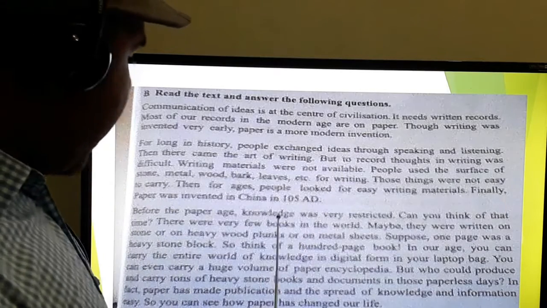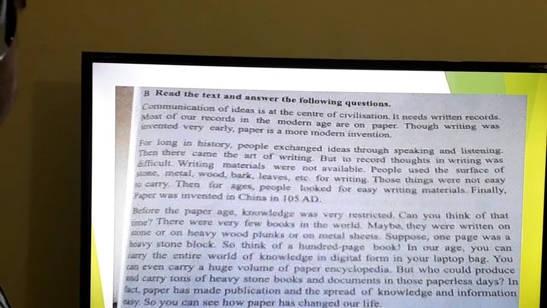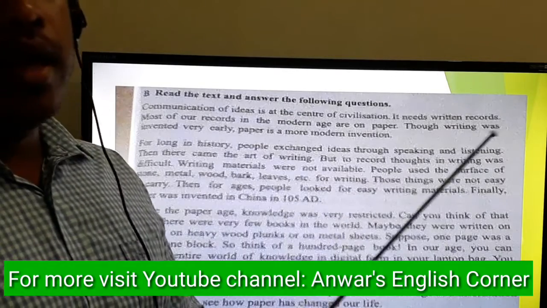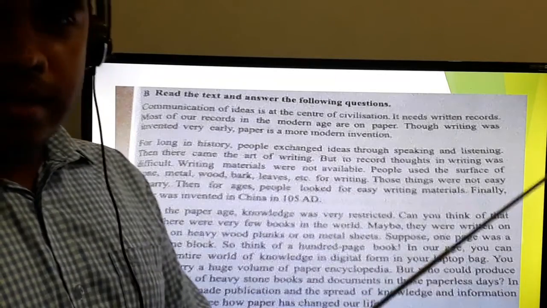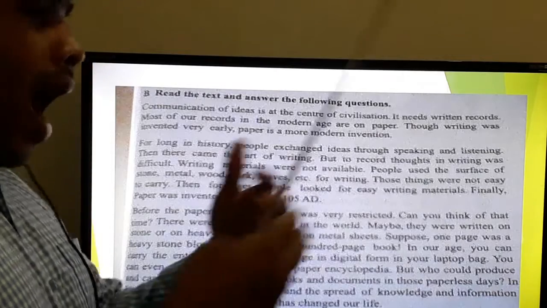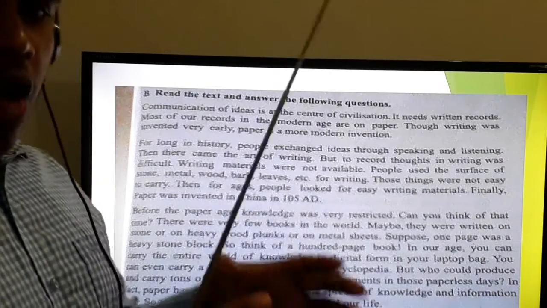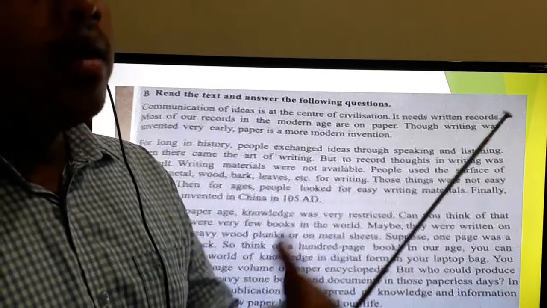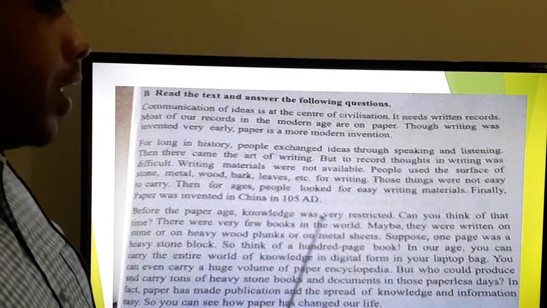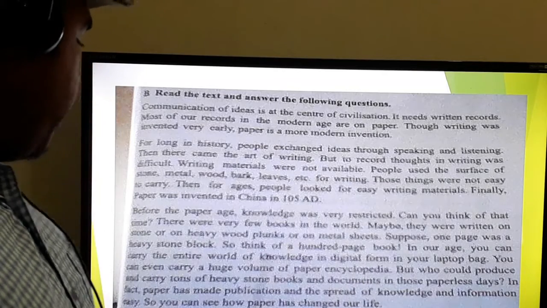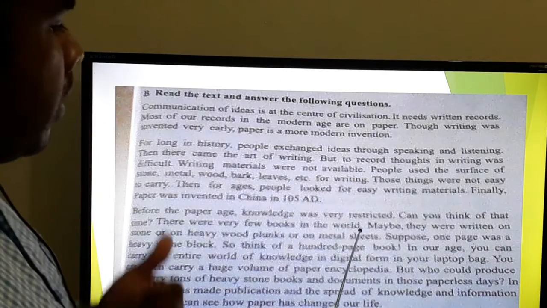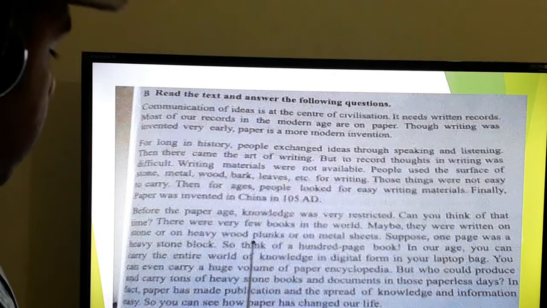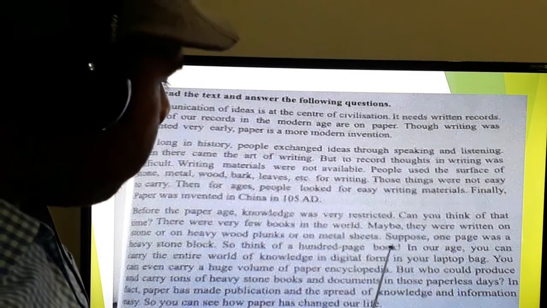Before the paper age, knowledge was very restricted. Can you think of that time? Now a question arises. As we are saying, paper was invented recently, and before the paper age, studying and knowledge were very much limited to a particular class of people. So we cannot imagine that time right now. There were very few books in the world. Maybe they were written on stone or on heavy wood planks or on metal objects.